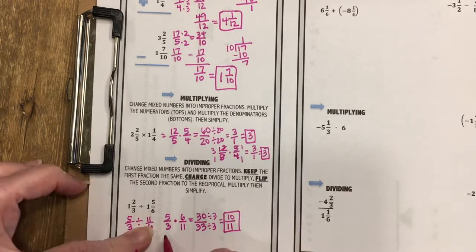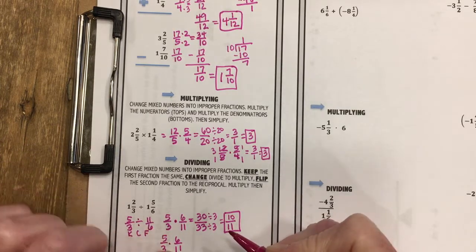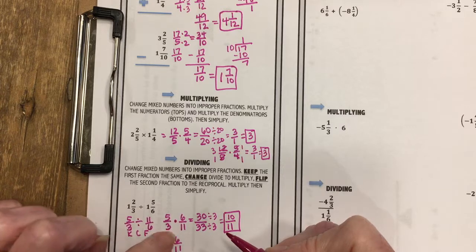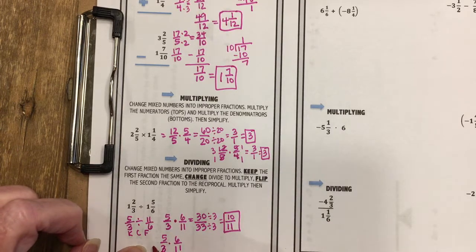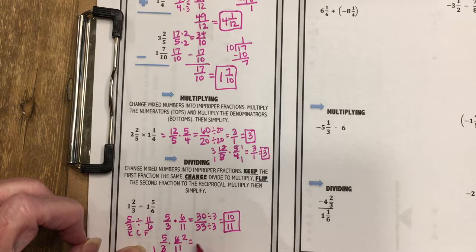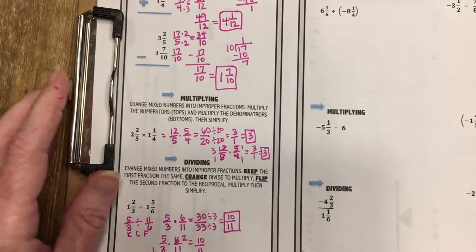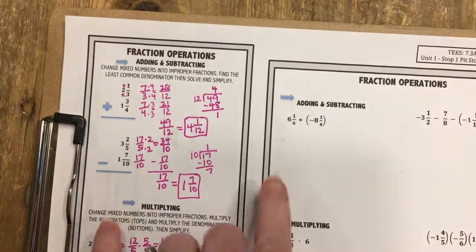Again, I could have simplified before I multiplied. So 5 and 11, okay, aren't divisible by the same thing, but 6 and 3 are. So 3 is divisible by 3. 6 is divisible by 3. So if I simplify those, 5 times 2 is 10. 1 times 11 is 11. So it just kind of saves you a step. Sometimes you don't have to work with bigger numbers. All right, so let's practice.